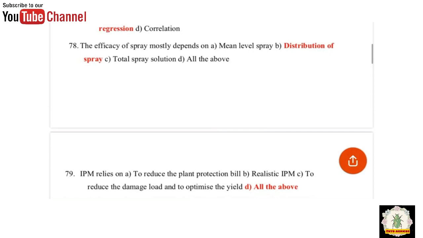Next, IPM relies on: to reduce the plant protection bill, realistic IPM to reduce the damage load, and to optimize the yield. And the last option is all the above. So IPM, that is integrated pest management, relies on all these measures: reducing the plant protection bill, realistic IPM to reduce the damage load, and optimizing the yield. So the correct answer is D, that is all the above.